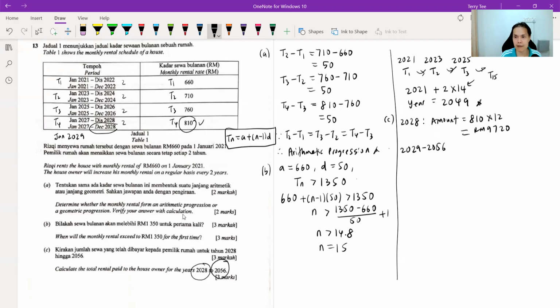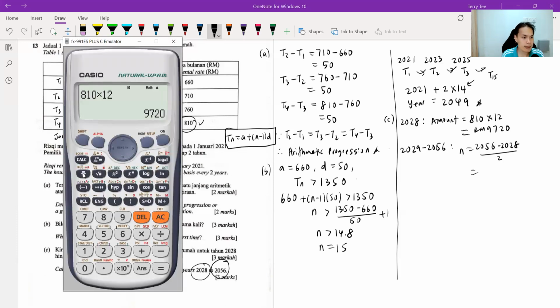How many 2 years periods you have. To find out how many 2 years periods, we take 2056 minus 2028 over 2. Now, here's the thing. You might think it's 2056 minus 2029, but we cannot do that because we got plus 1. We have to count that 2029, that year itself. So if you want to write 2029, you must add 1 to it. So I'm just going to write 2028. If you take 2056, minus 2028, divide by 2, we know that there are 14 2 years periods.